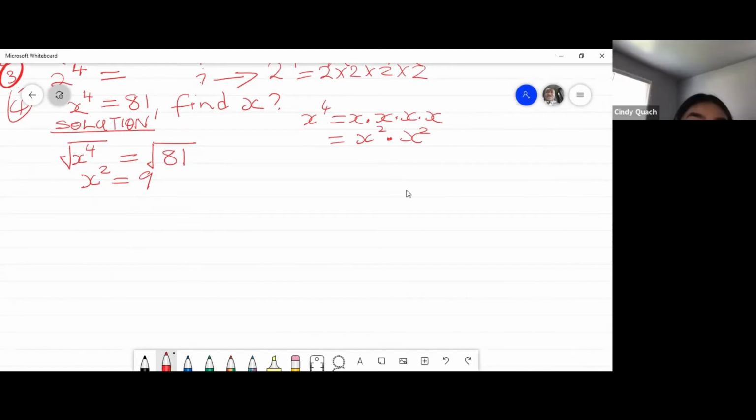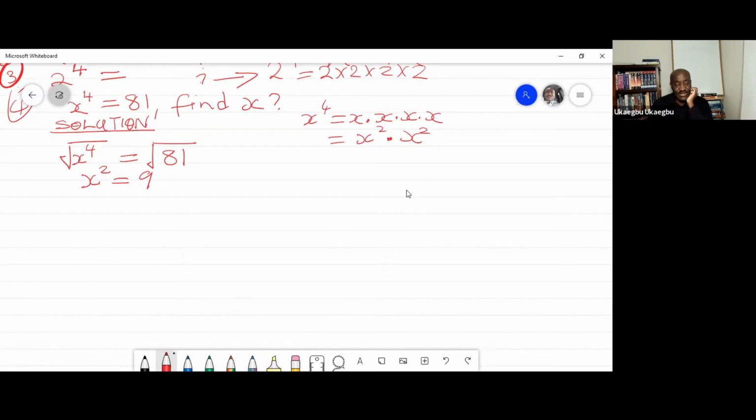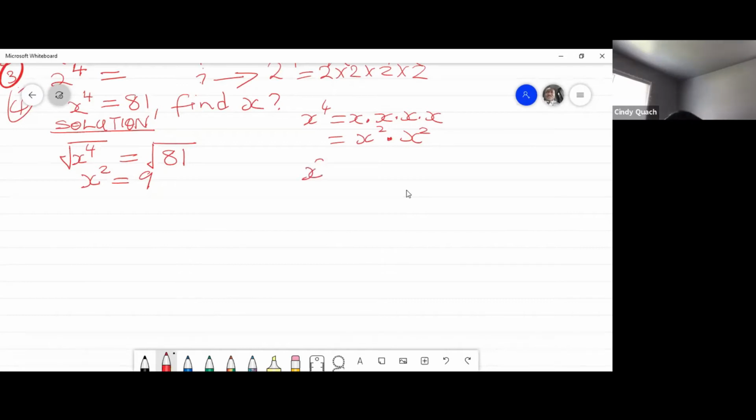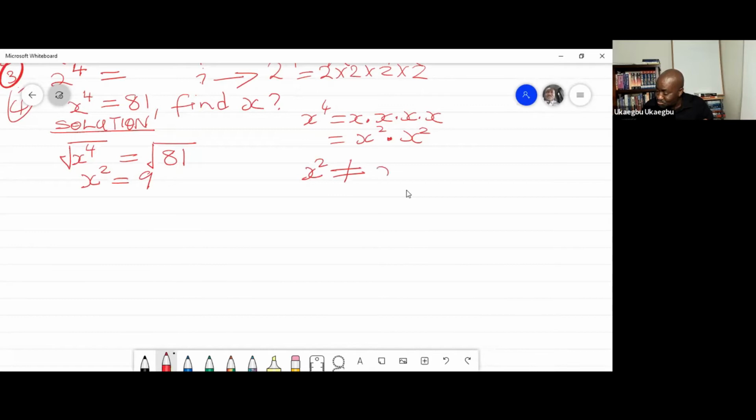Are we done? No. We're still finding x, not x squared. So what else can we do? You simplify it, yeah, by doing what? Dividing it by 2. We cannot divide it by 2 because 2 is an exponent. Now let me make this point: x squared is not equal to 2x. However, x squared is equal to x times x, so we cannot divide both sides by 2. Am I making sense now?